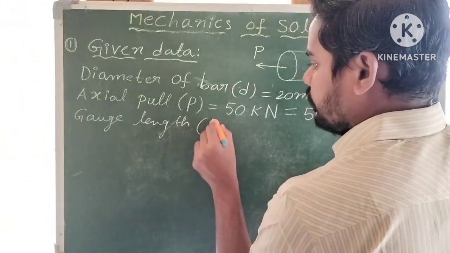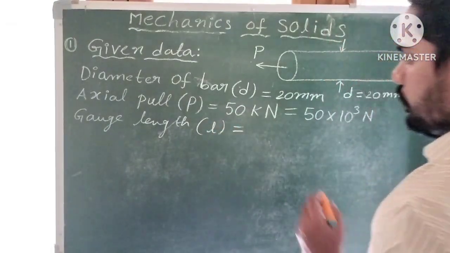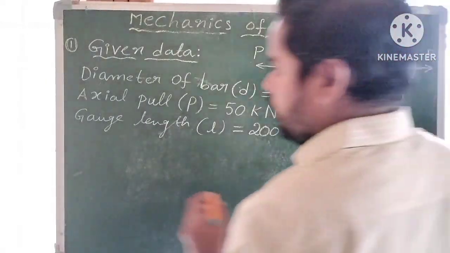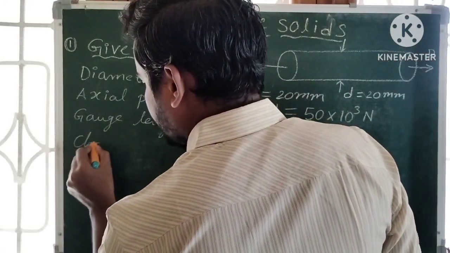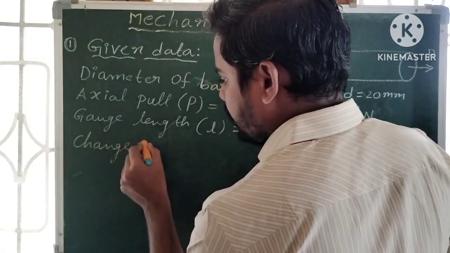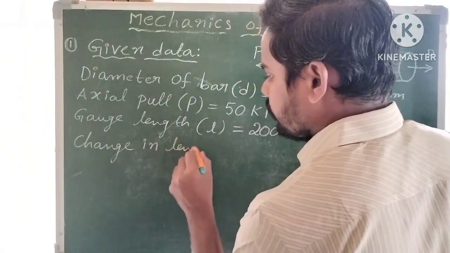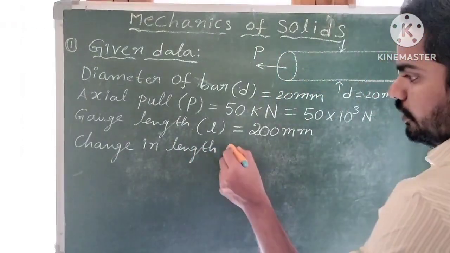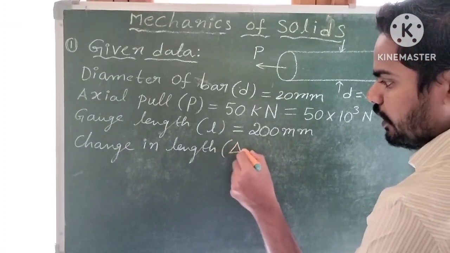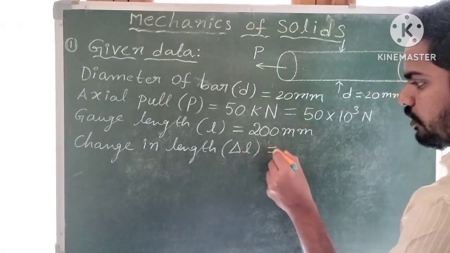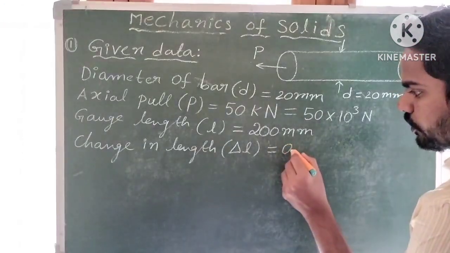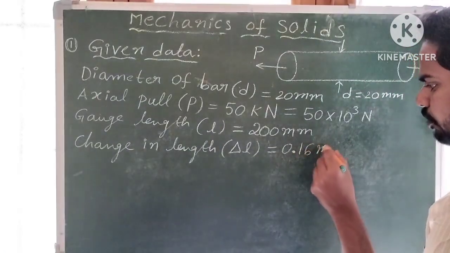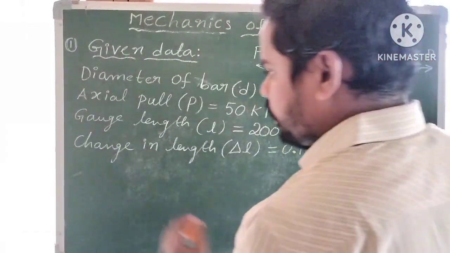Next, gauge length or initial length. Small l is equal to 200 mm, given. And change in length, or decrease in length. Okay, so change in length, let us consider delta l notation. Delta l is equal to how much change in length? 0.16 mm.